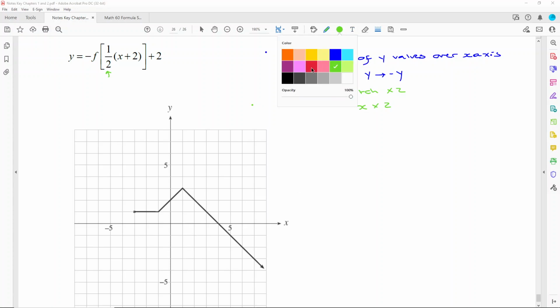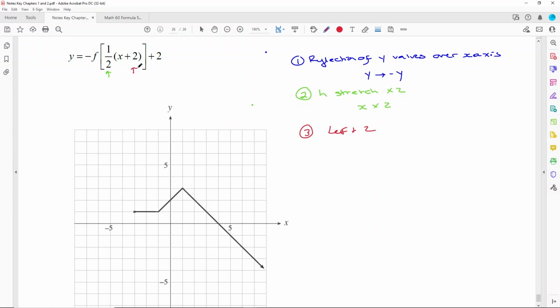My third transformation, yeah, I'll do them both in red. So my third transformation is that it's going to go left 2, right? So we're moving on to C. We go A, B, C, D. So my x values, I'm going to subtract 2.